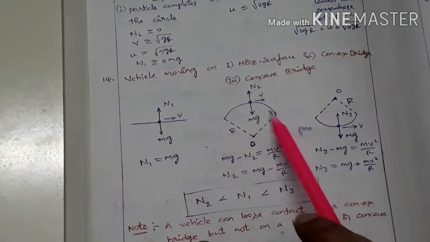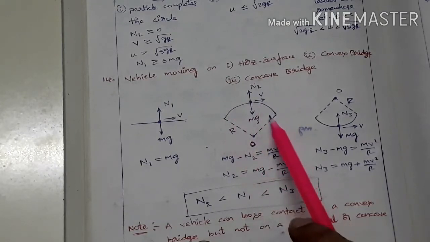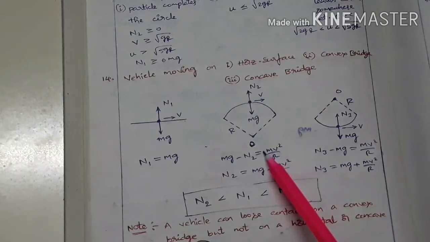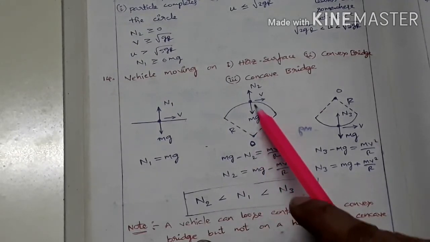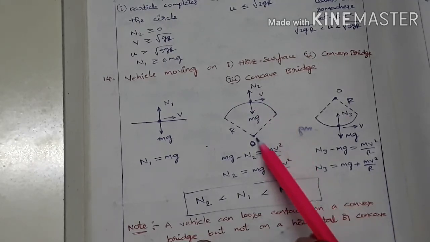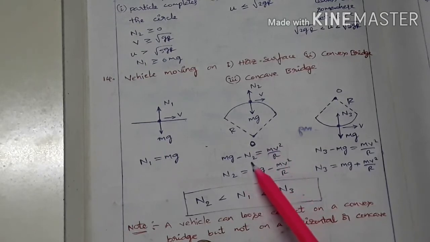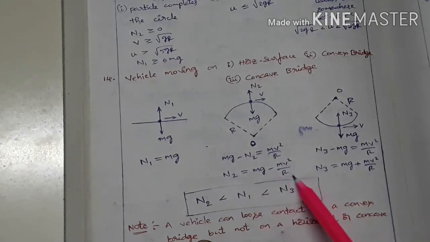Since this is a curved path, the vehicle is making a circular motion in this case. So there must be a centripetal force. So who is providing the centripetal force? mg minus N2, because mg must be greater than N2 here. Centripetal force must be acting towards the center of the circle. So mg minus N2 equals mv square by r. Therefore N2 equals mg minus mv square by r.